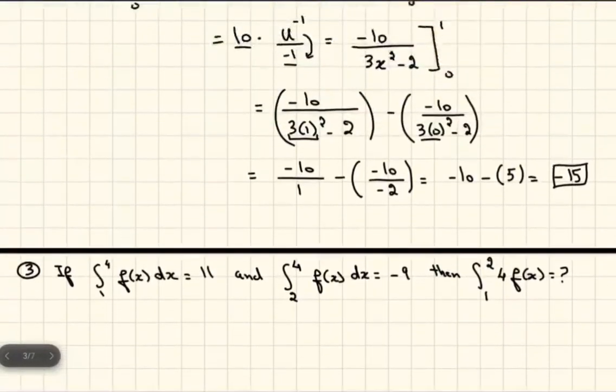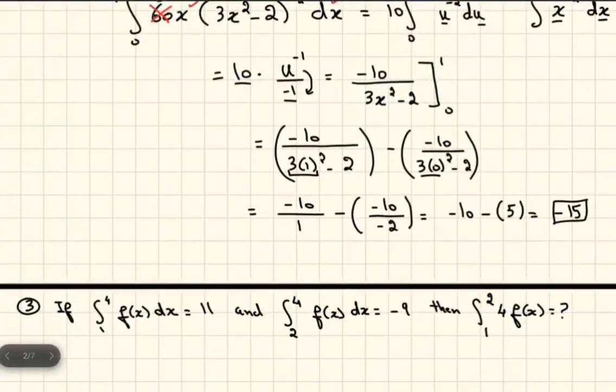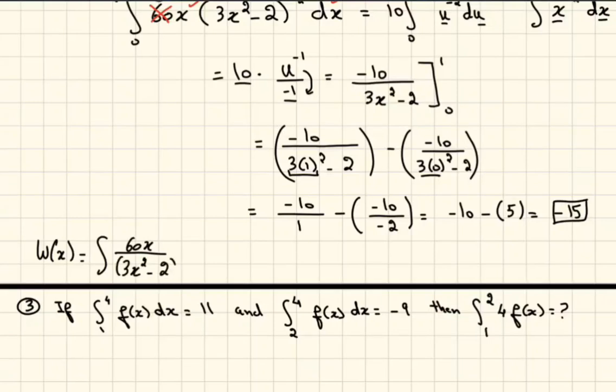Now, let's say you have this question and they ask you that w of x is equal to integral from, or they don't give you the numbers here. Let's say they write 60x over 3x squared minus 2 all squared like this. You're gonna integrate and you get at the end minus 10 over 3x squared minus 2 plus c, as we did.